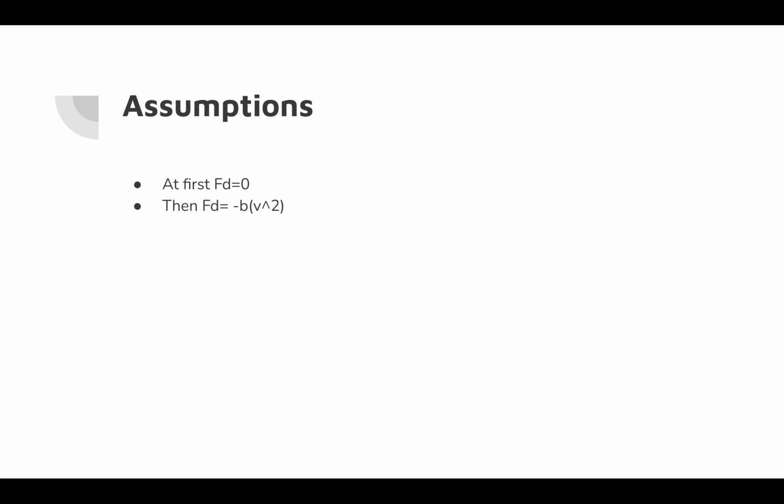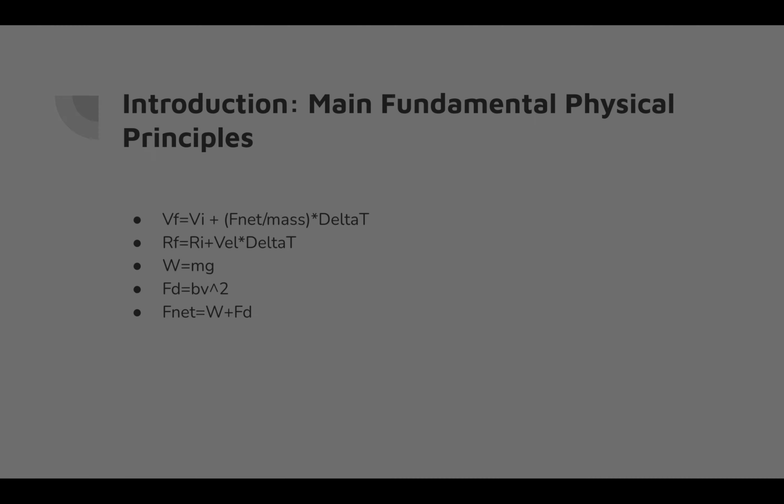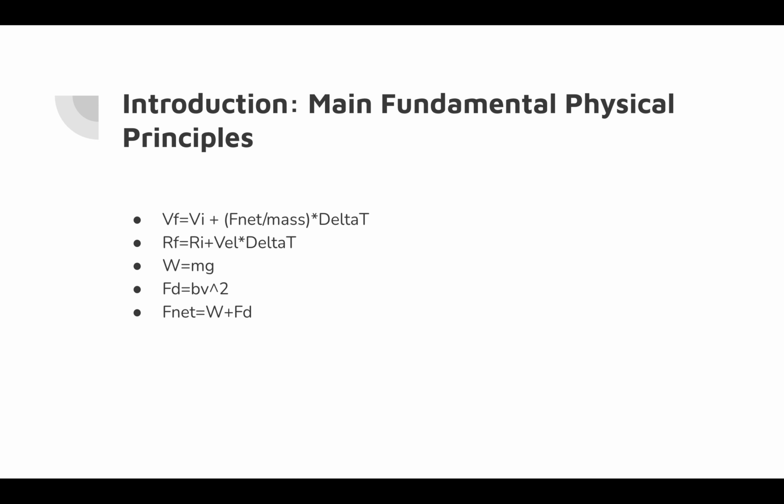Assumption. At first, we assumed that drag force is equal to 0, and then that drag force is equal to negative b times velocity squared. Another part of the introduction is the main fundamental physical principles. Final velocity is equal to initial velocity plus F net over mass times delta t. We also know that final position is equal to initial position plus velocity times delta t. We know that weight equals mass times gravity, and that drag force is equal to b times velocity squared, and that F net is equal to weight, or force of gravity, plus drag force.